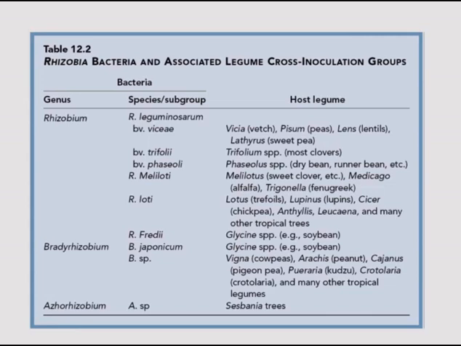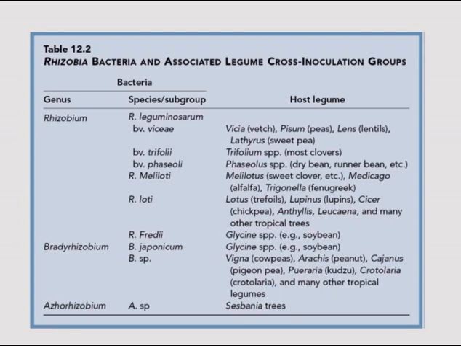Each one has a specific rhizobium that it likes to make an association with. In the case of alfalfa, it likes to make an association with this Melilotii subgroup of rhizobium. There's a different type of rhizobium called bradyrhizobium. These are the kinds that we find in soybeans and in peanuts. And then there's also this other type of rhizobium. I don't know very much about it, but it's found in these Sebania trees. I can't even say it.